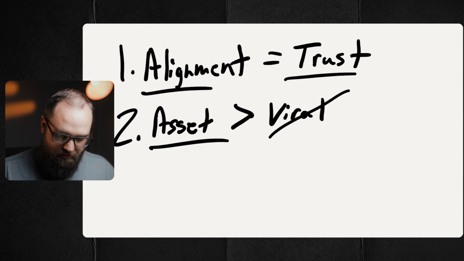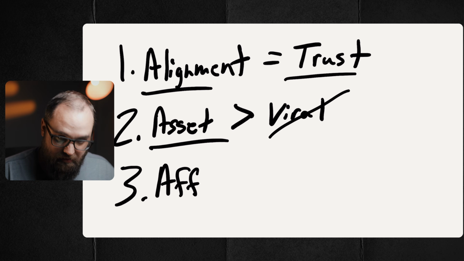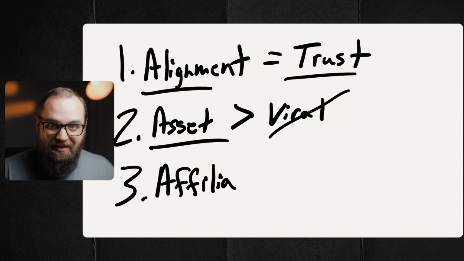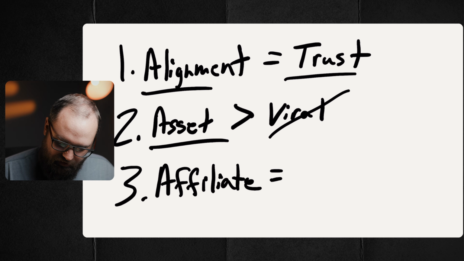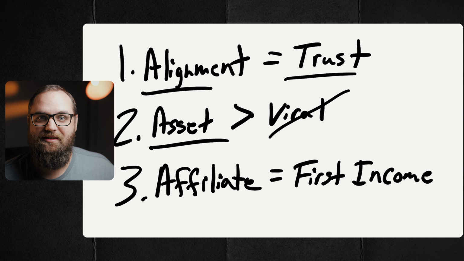So you don't need 10,000 subs or AdSense. You just need trusted recommendations, clear link in the description, and to be able to send people through that. So the third thing is affiliate is equal to first income. Okay, so the affiliate is equal to first income.